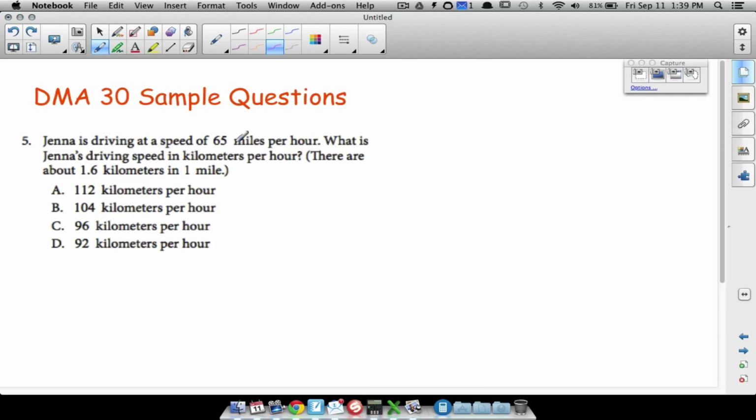Let's look at number 5. Jenna is driving at a speed of 65 miles per hour. That might be a good rate to write down. 65 miles per 1 hour. I'm writing it like that, and you'll see why in a second. What is Jenna's driving speed in kilometers per hour?